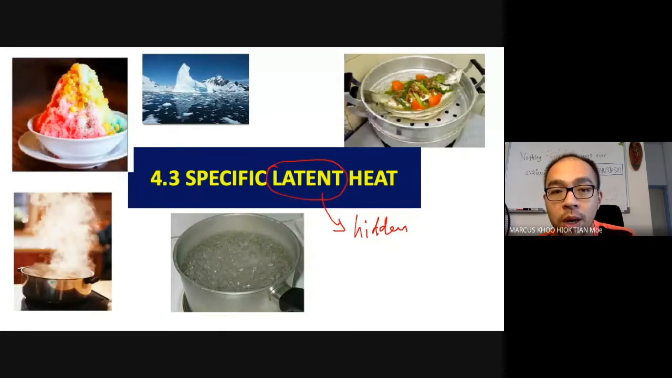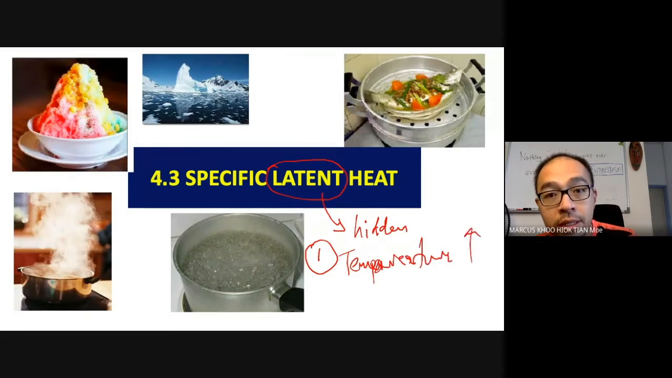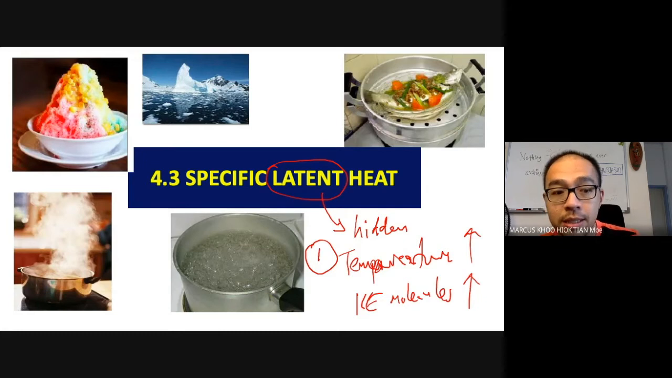So that's why we call this specific latent heat. It's a heat that is hidden. To us, it looks like the heat is not doing anything, but actually it is doing something. It is just not increasing the temperature. Secondly, before we begin, I want us to remember what I told you the last time: when the temperature of a material is increasing, it means that the kinetic energy of the molecules is also increasing. This is a thing that we must remember before we start this specific latent heat.